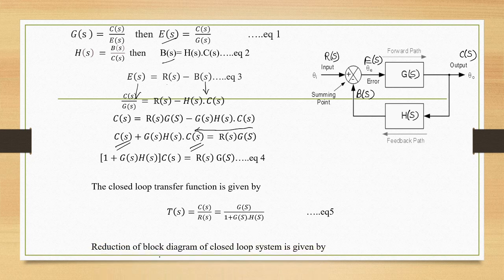And reduction of this block diagram is given by this. Here input, output, and this is the transfer function of closed loop system with negative feedback. We use this formula for solving the problems of closed loop transfer functions.